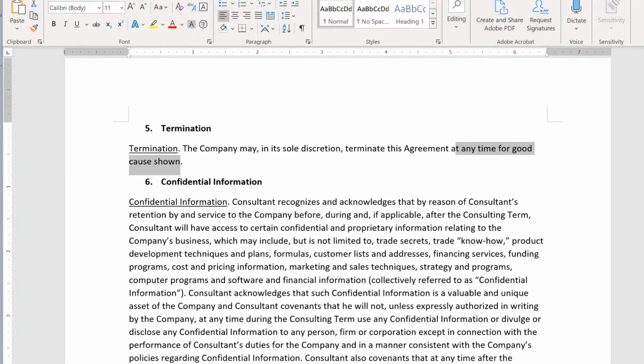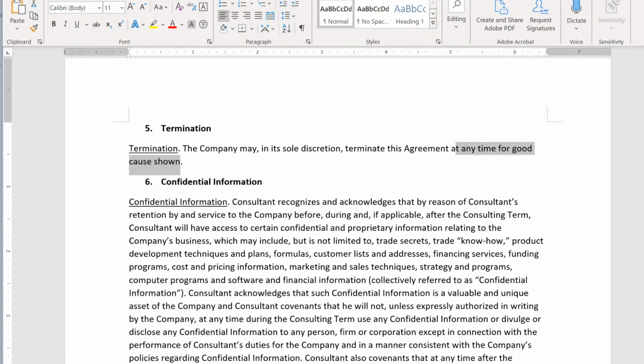Even pro athletes have these moral clauses. So if you do something really bad, you get arrested, or you get charged with a crime, they can then void your contract. The teams and the league have the power to terminate your contract if you do something wrong, and that falls into good cause.